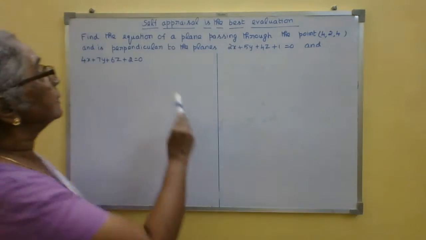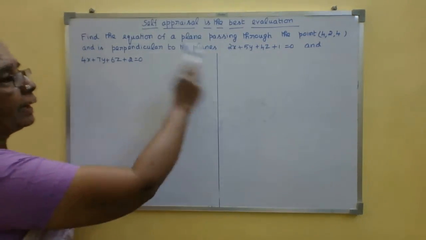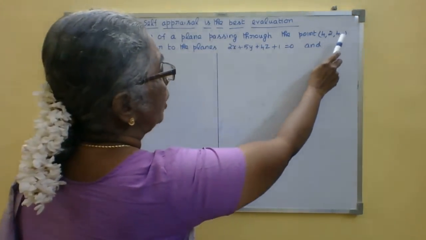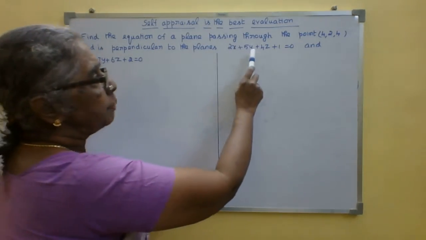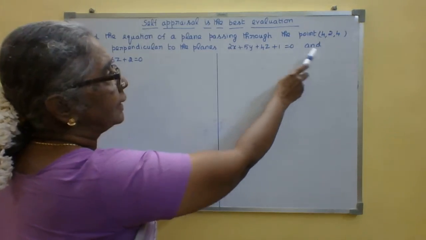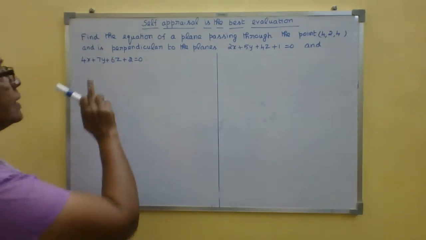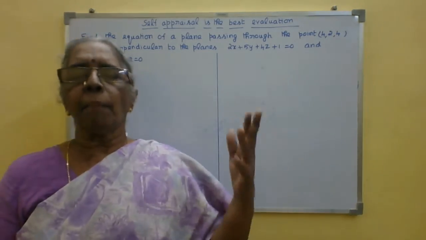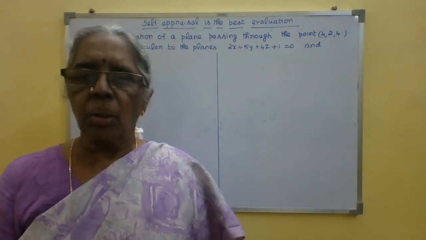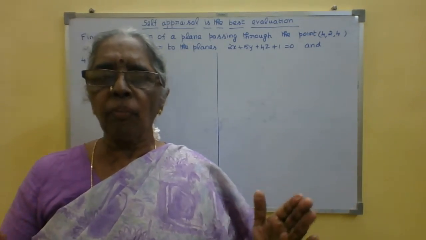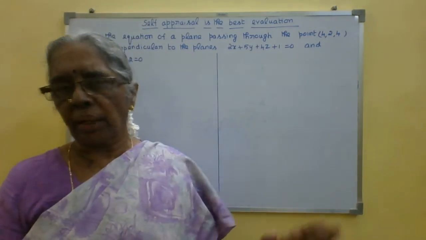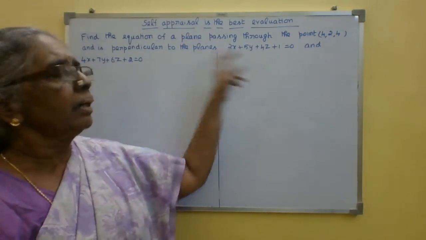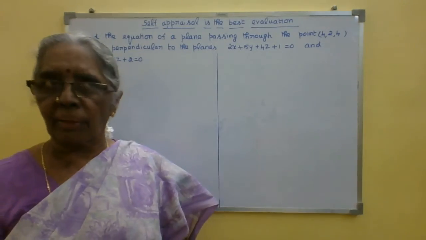Now the sum is: find the equation of a plane passing through the point (4, 2, 4) and perpendicular to the planes 2x + 5y + 4z + 1 = 0 and 4x + 7y + 6z + 2 = 0. So if you want to find the equation of the plane, you require three pieces of information. One is a point and two perpendicular planes are given to you.